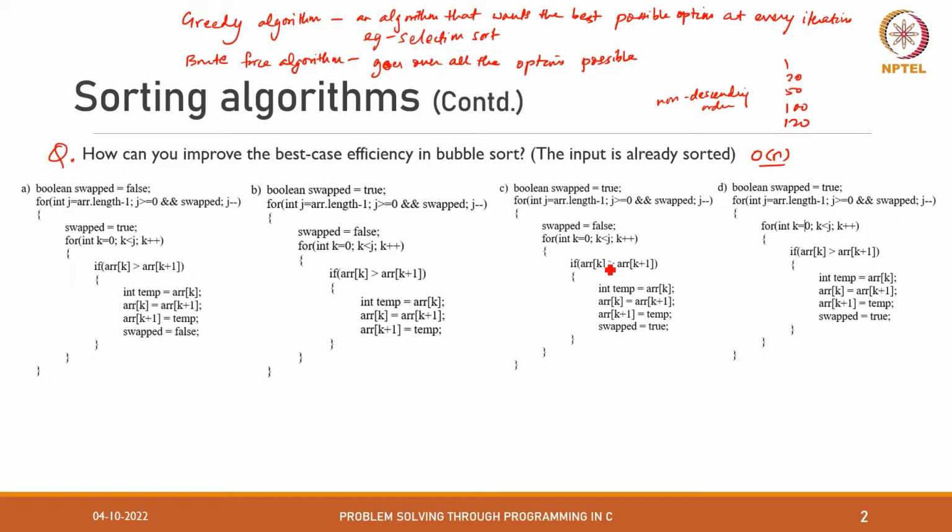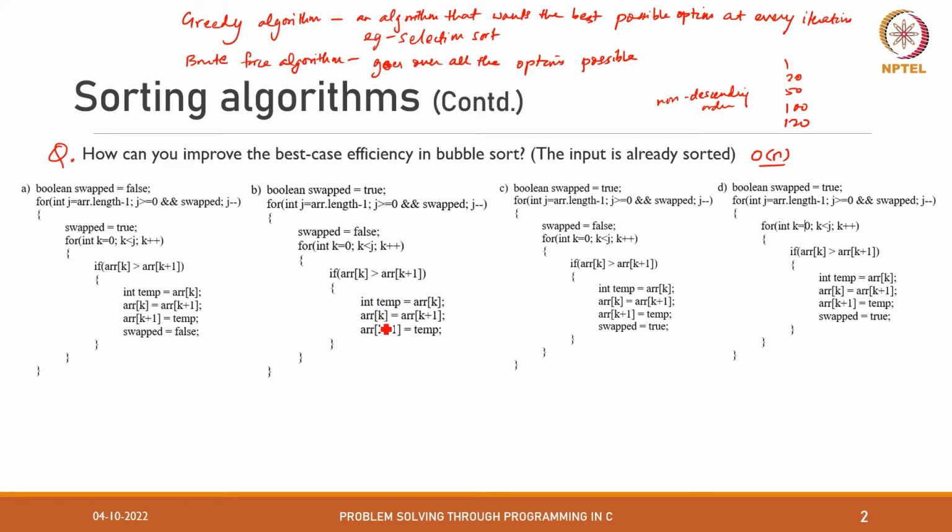So let us check that out. In this particular option B, we have a for loop with the iterator j going from array length - 1 till j is greater than or equal to 0 while swapped is true, and j--. We are immediately declaring swapped as false, and running another for loop from k equal to 0 till less than j, comparing all the elements and swapping accordingly.